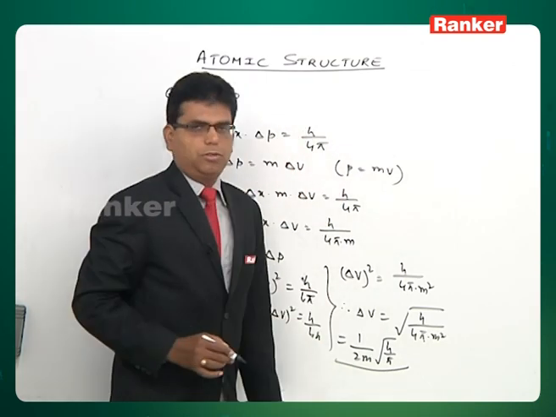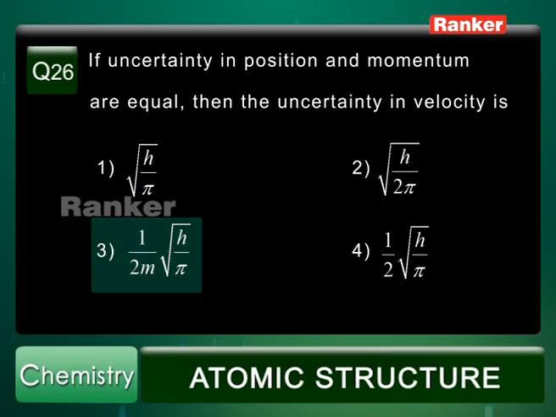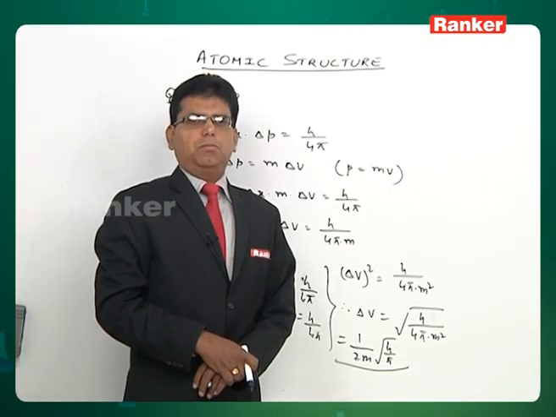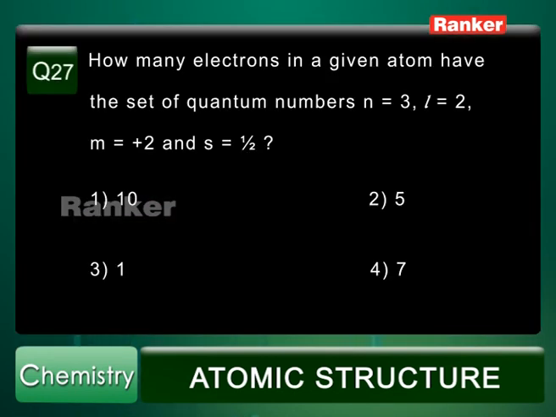This is the answer. So, 1 by 2m into root over h by pi, that is the correct answer is option 3. Now, let us move on to question number 27. The question number 27 is related to quantum numbers.